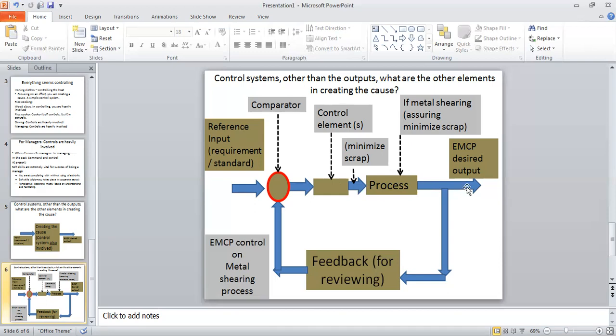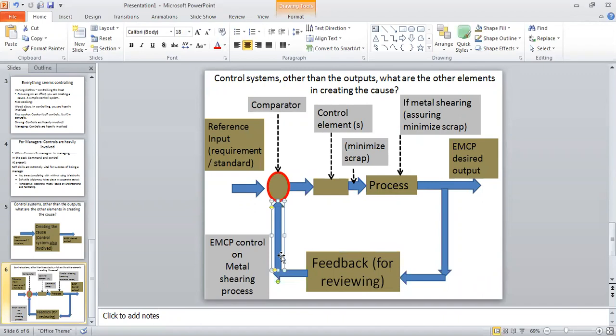Okay, possible. And EMCP, desired output, is achieved. So I feel this is okay. There may be little differences with control systems in technology, but this makes sense for all. Output, feedback for review, maybe reporting this. Feedback means reporting for review, maybe in the meetings or wherever. Then you have the reference. So reviewing, comparing here, comparator is an element. Or there can be many elements.